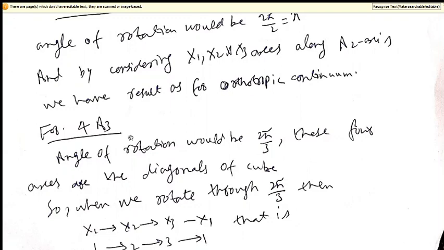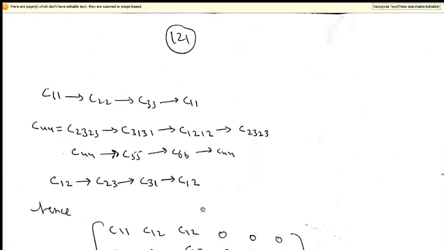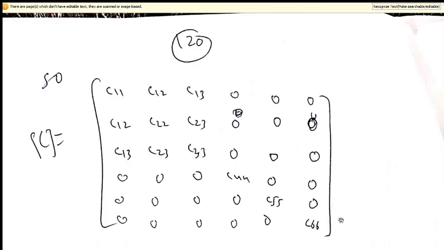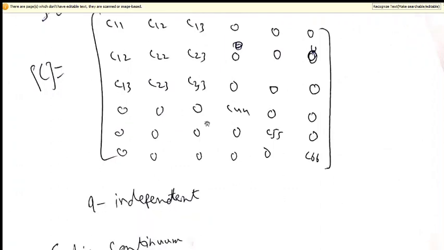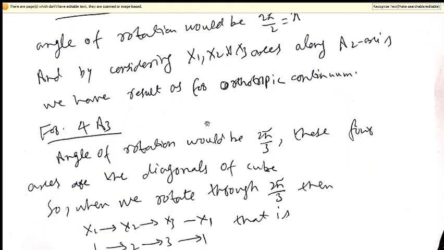So when you apply this type of symmetry, you have this type of result. This rotation will change x1 to x2, x2 to x3, and x3 to x1. That is 1 to 2, 2 to 3, and 3 to 1. And we have to apply this result on this C. So we have 3 diagonal and 3 diagonal and 3 off diagonal, total 9 components. Let's see for the first 3 diagonal components what happens with these.